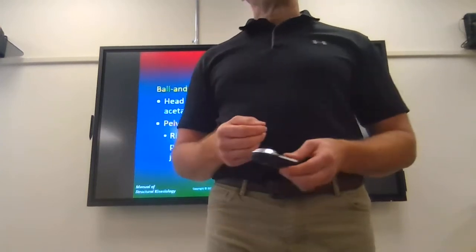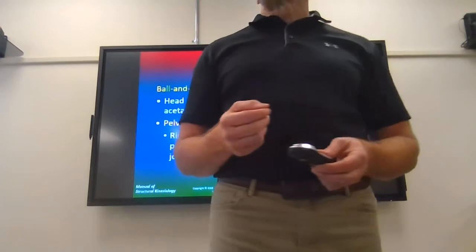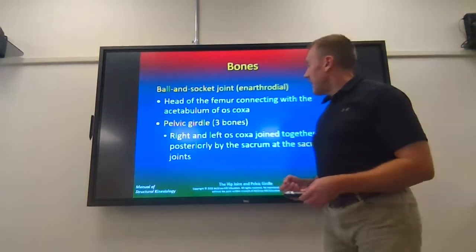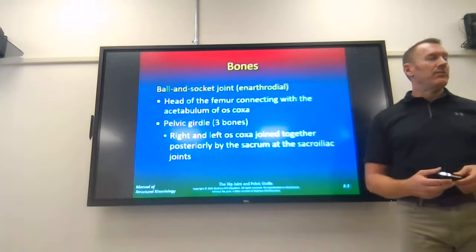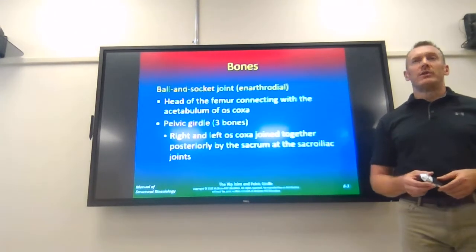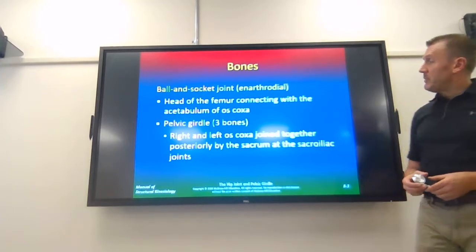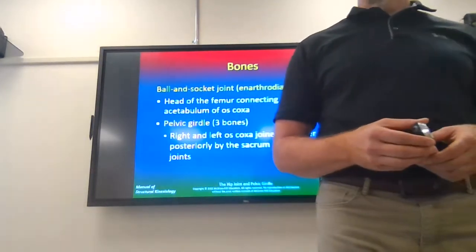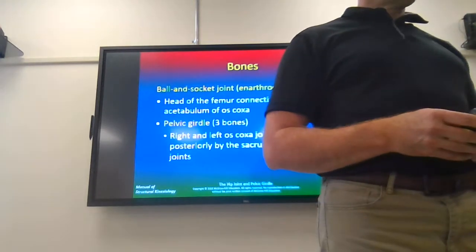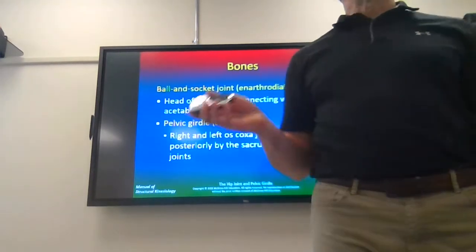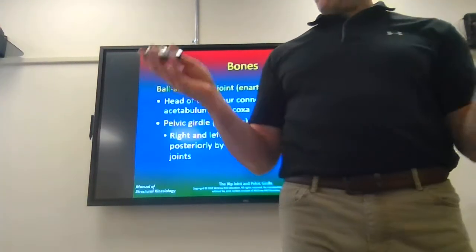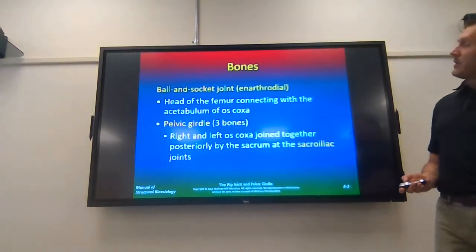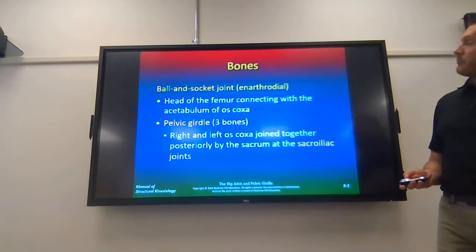So you have the right and left hip bones. Hip bones are sometimes called os coxa. On an exam, if you'd rather say hip bone than os coxa, that's fine. So we have the right and left os coxa joined together by the sacrum. The sacrum is made up of five fused vertebrae. The articulation between the os coxa and the sacrum is at the sacroiliac joints. You have a little bit of movement at these joints, so it's not one rigid static structure. That's really nice because we want a little bit of give to these joints during walking and running and so on.